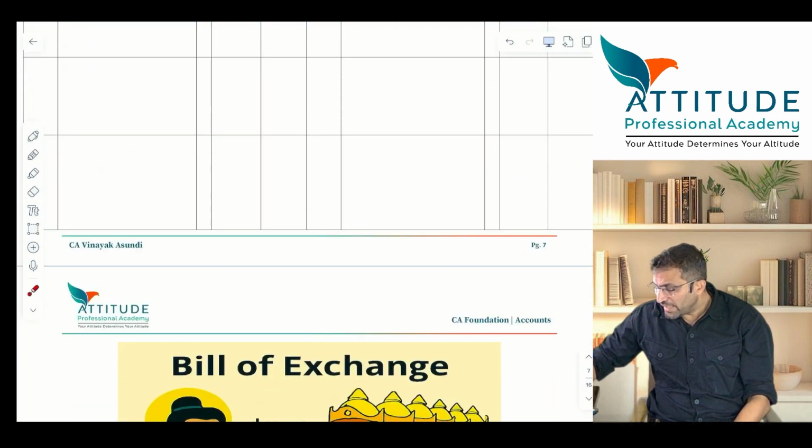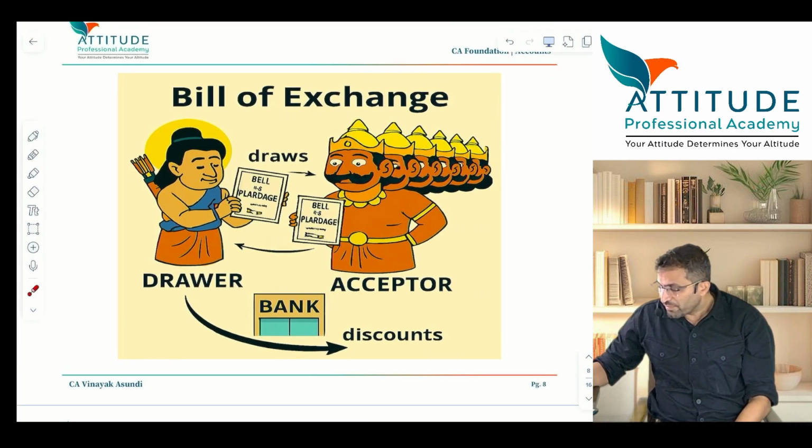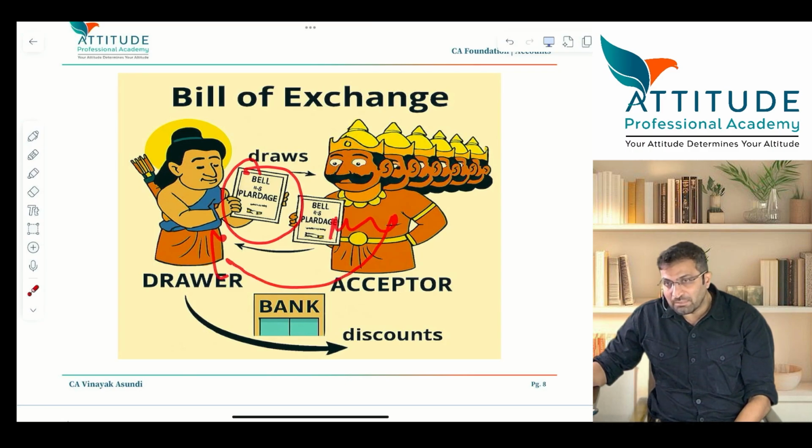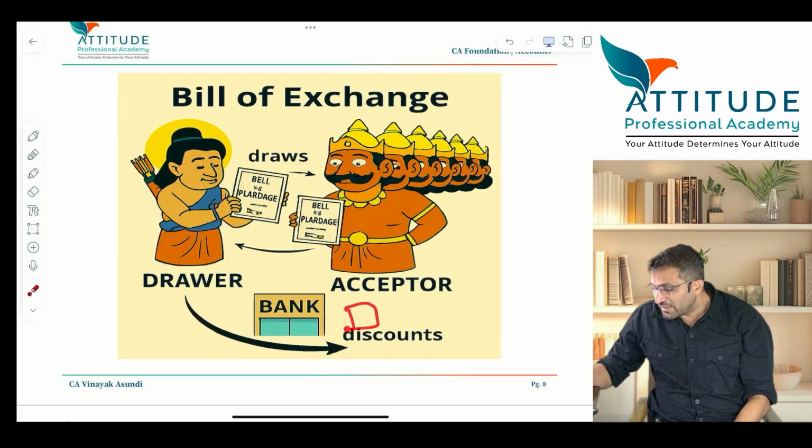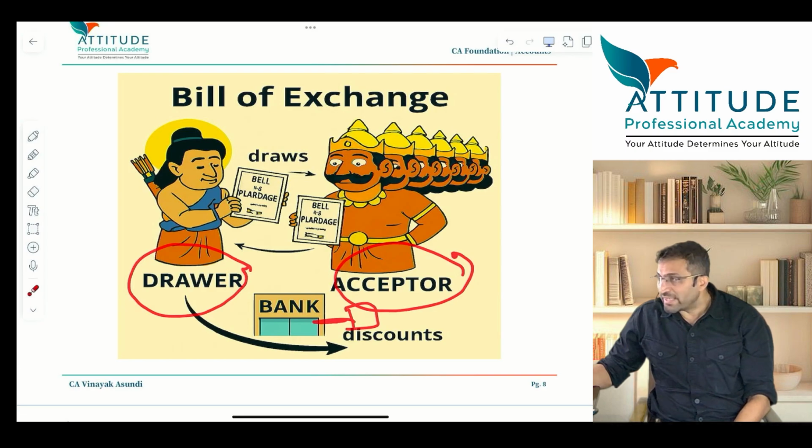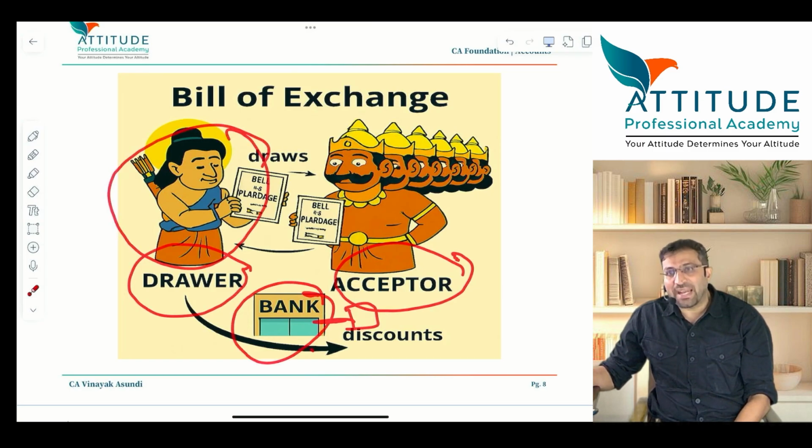Case 2. Look, what is given here? Ram draws the bill. Ravan accepts it. Gives it back to Ram. Ram discounts it with whom? Bank. Now who has the bill? The bill is with the bank. Now there are 3 parties. Drawer. Who is the drawer? Ram. Who is the drawee? Ravan is the drawee. He is the acceptor. He is also known as an acceptor. Is that clear? And who has the bill now? Is the bill with Ram or with the bank? Bank is the payee.